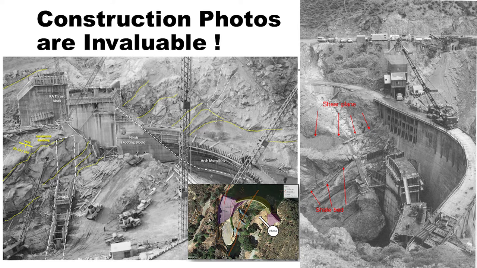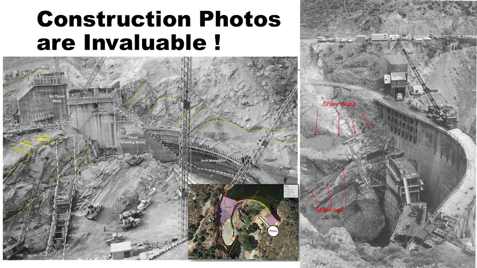A curious note on this photo here for construction photos is you can see that they're using the old abutment here on the right, the old abutment of the concrete dam, to build a newer one. You can see the platforms here. In the center is the old dam, and then further downstream is the new one. I just thought that was interesting.